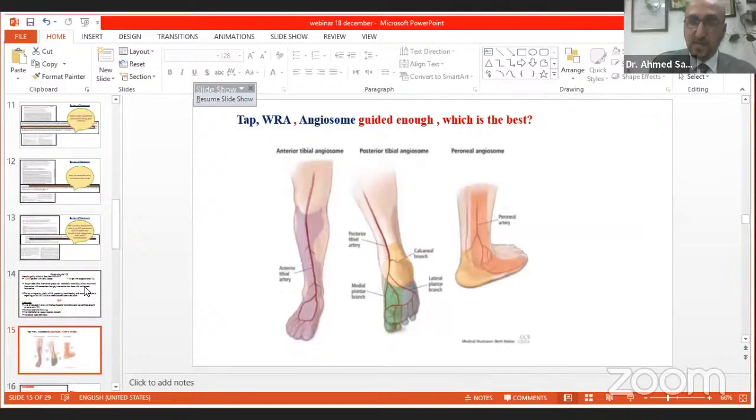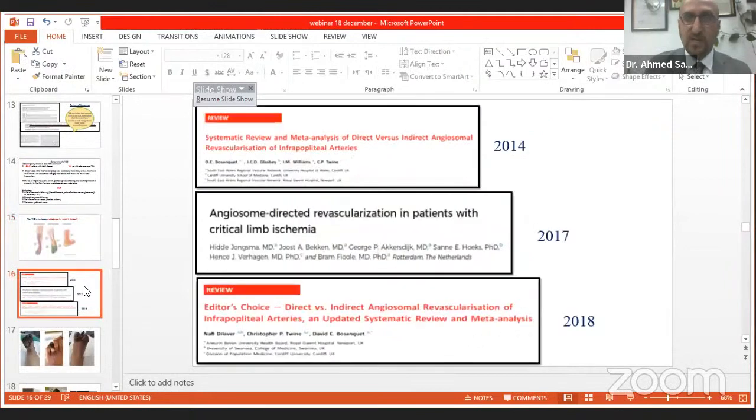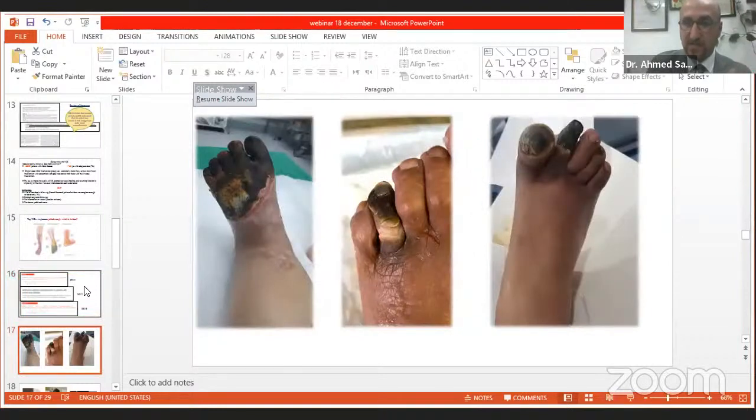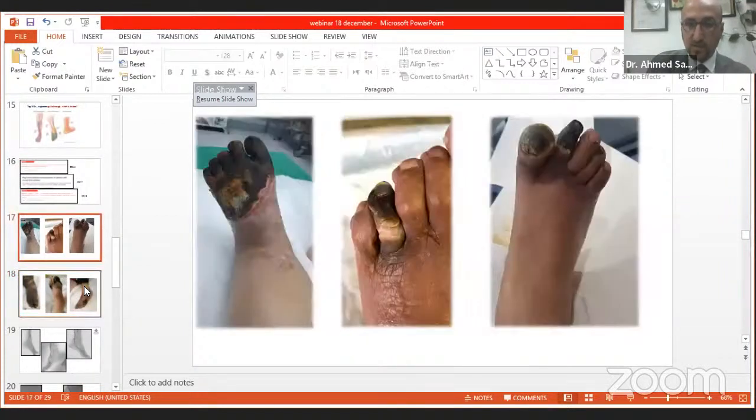If I choose to go for a single artery, which artery? The target artery, wound-related artery, and angiosomal guided: is it enough or not? This is, of course, the angiosomal territory. And we also have a lot of studies supporting direct versus indirect revascularization, published in 2014, 17, and 18. But in clinical life, each day in our clinics, and for all of you, my colleagues, we see different categories of cases like this, and we have to choose what to do and what strategy to deal with.